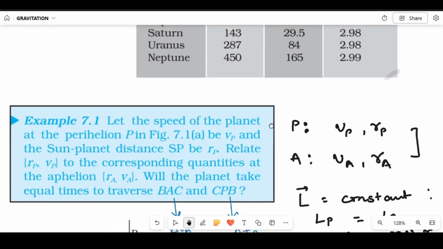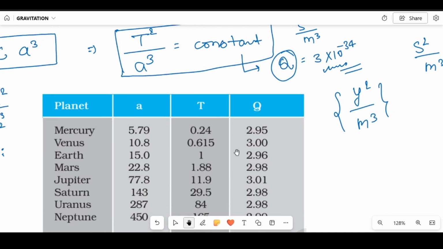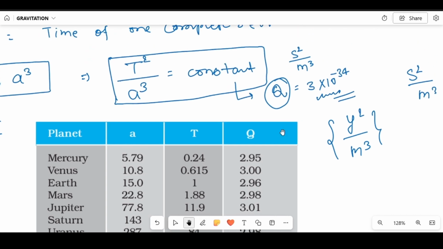In the last video, we discussed the third law of planetary motion, and there I asked you what is the SI unit of this constant. This constant is T squared by a cubed. So, T is the time period and a is the semi-major axis. This is time and this is length. So, the SI unit should be second squared per cubic meter.